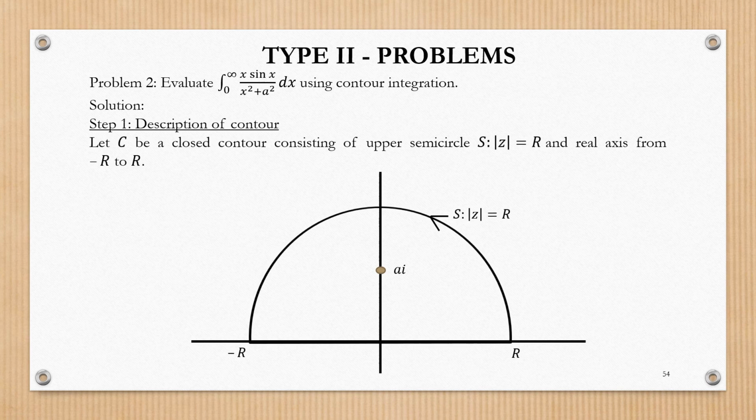To understand the comparison of the imaginary part, we take up the second example, second problem. Evaluate the integral from 0 to infinity of x sin x by (x square plus a square) dx using contour integration. We consider the contour exactly in the same manner as in the previous set of problems.